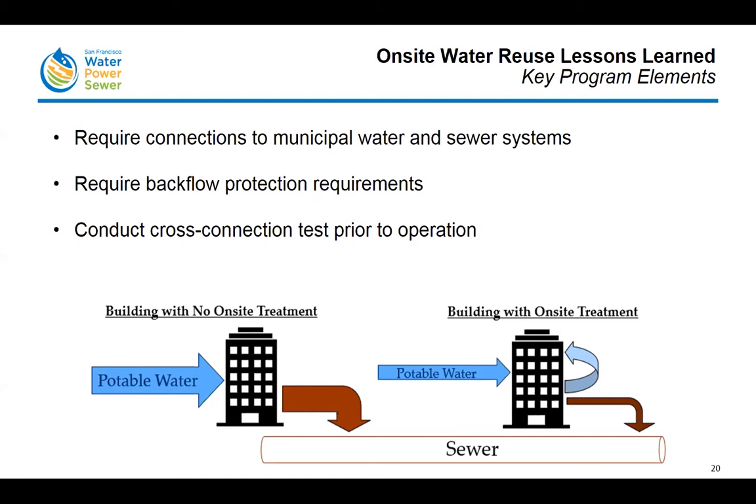So we require buildings that have these on-site treatment systems to do a full cross-connection shutdown test prior to operation. So what that means is that you basically shut down your potable water system connection to your building and you power up your non-potable connection, and then vice versa to make sure that all the fixtures are hooked up as they should be.